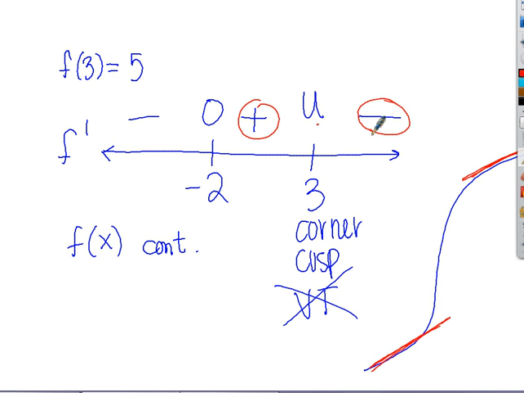Okay? Are we good? I could tell you to graph that. I think that would be a fair thing to do. Based off of a sign chart, make a graph. Okay? Alrighty.